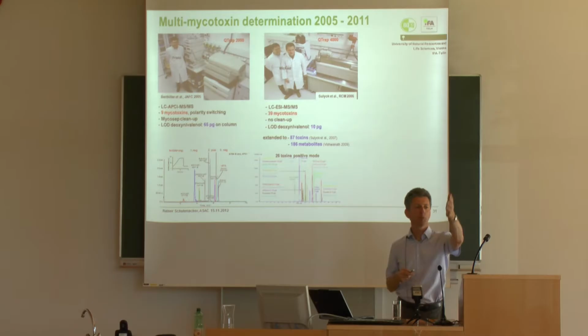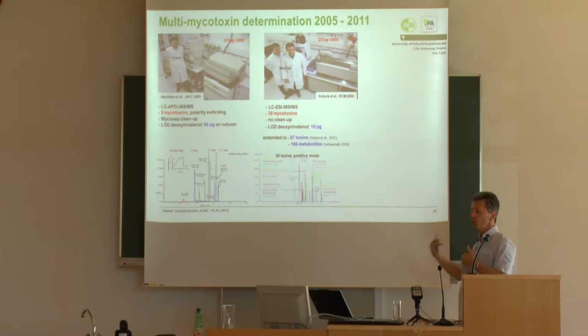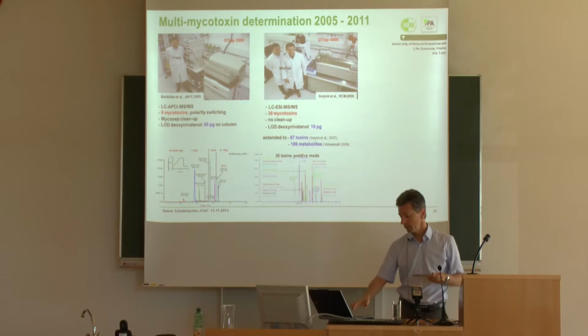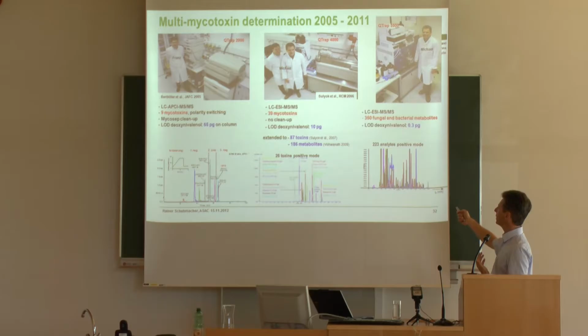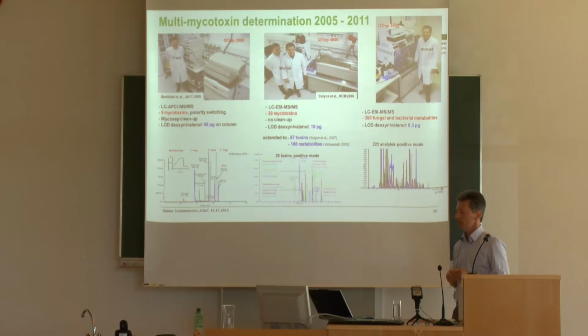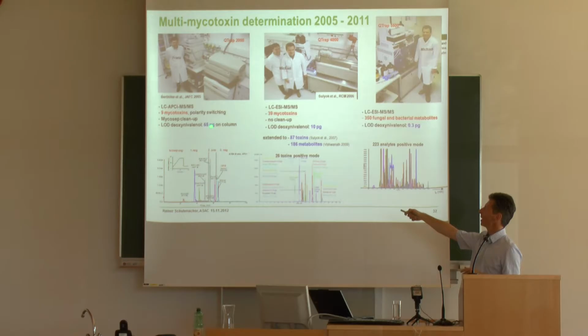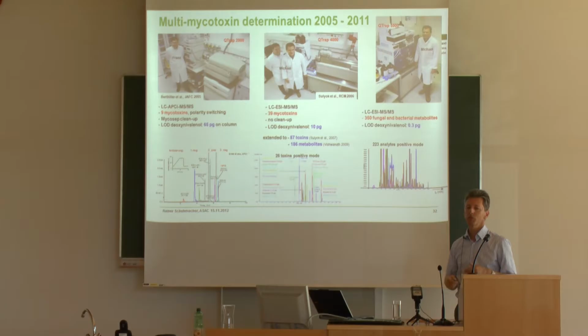And it was extended then through a network of collaborators who were so kind to provide their additional secondary metabolites to 186, and which culminated, so to speak, in an LC-MS-MS method with electrospray with 350 fungal, bacterial, and plant metabolites with actually an LOD, which went down from 65 picogram on the column in 2005 to 0.3 picogram on the column. So you see a tremendous development.